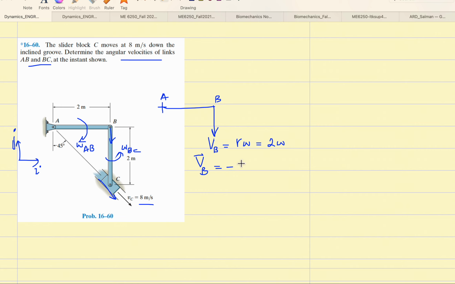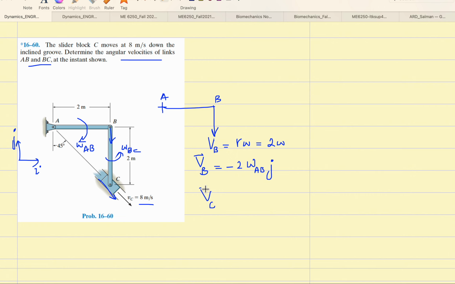Can I write it down like this? 2 omega AB in the negative J direction, which I already wrote down as negative here. Do you understand why I wrote it like this? And now let's do the next link. From this link we found the velocity.